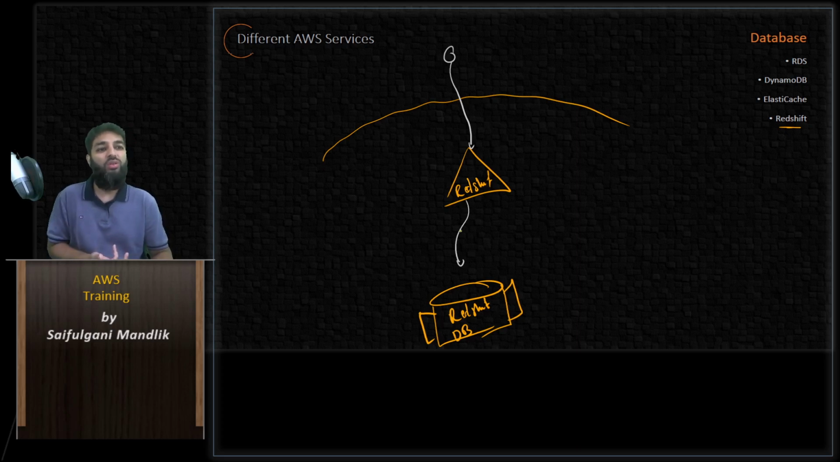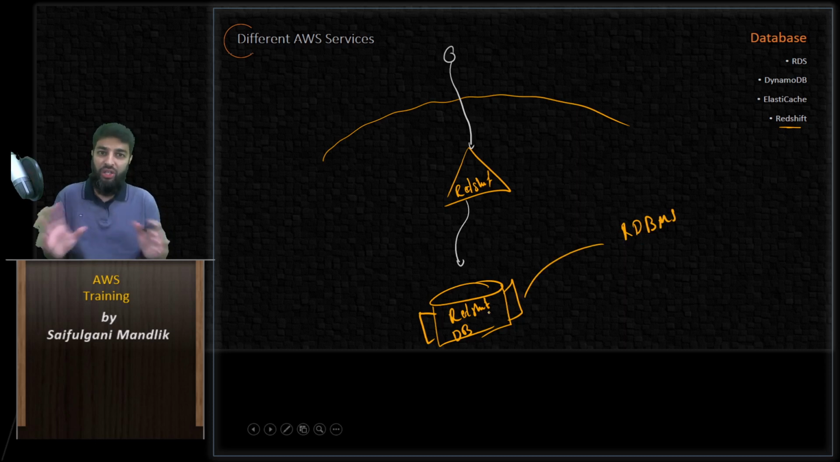Now the question is, what does this mean? Why would you go for Redshift versus other databases? A Redshift database is an RDBMS, a relational database system. That means in this database, you create tables with fixed structure. You can have relationships between tables. You can insert records using your normal SQL query, and you can retrieve records using your normal SQL query.